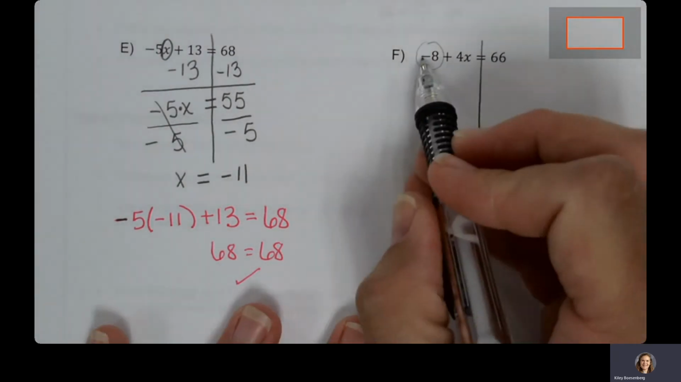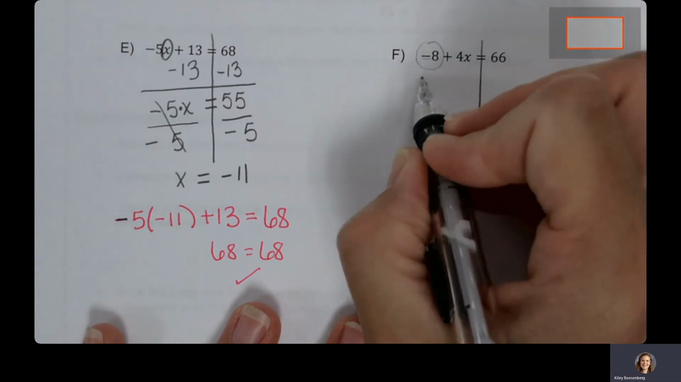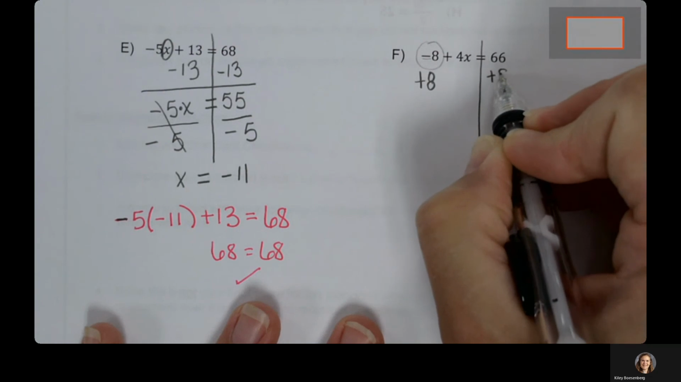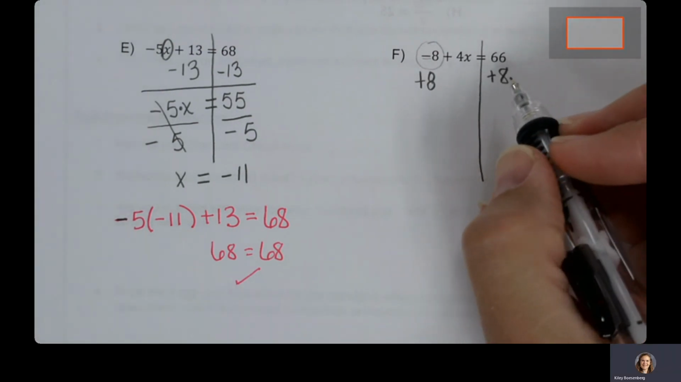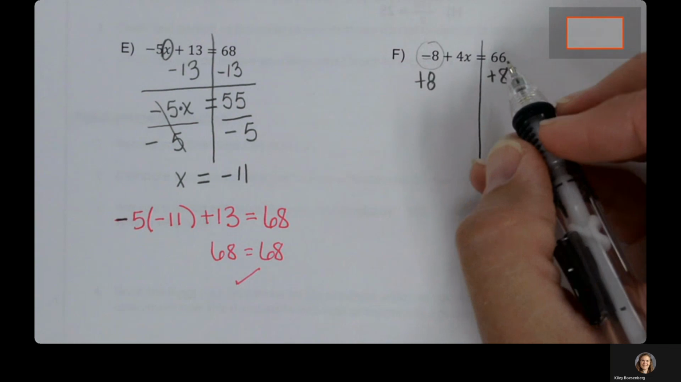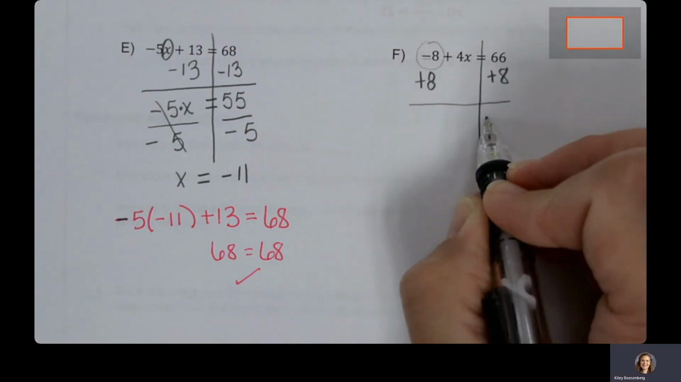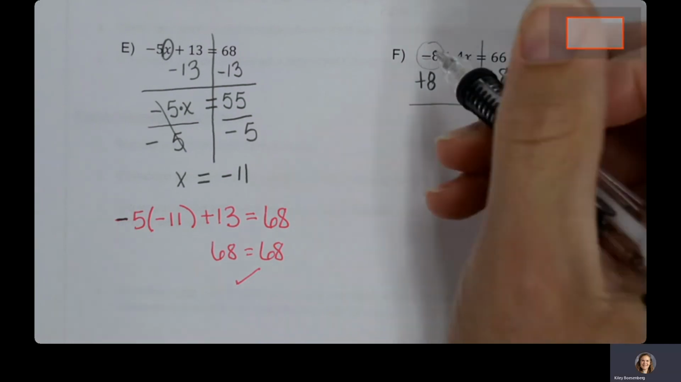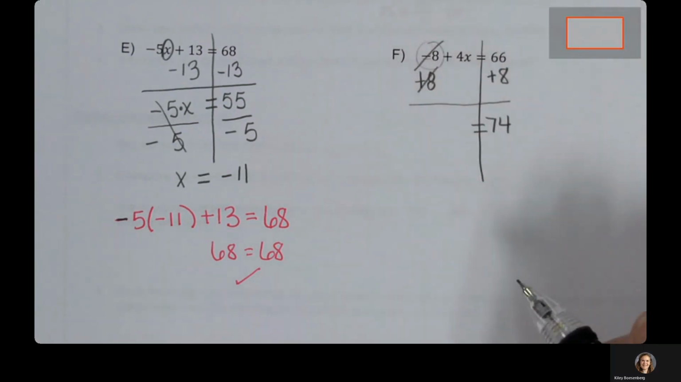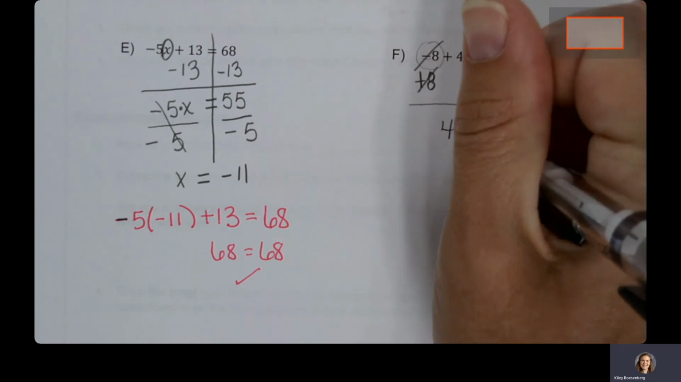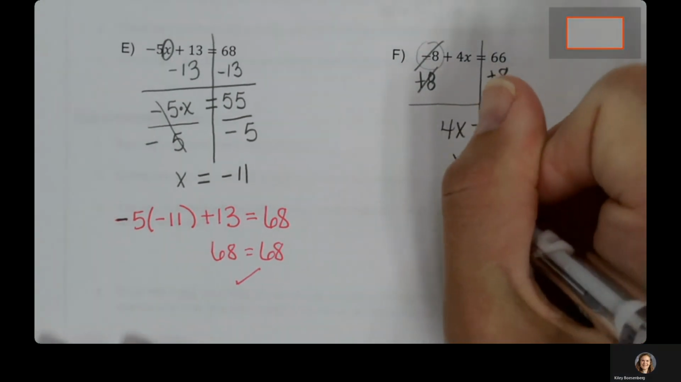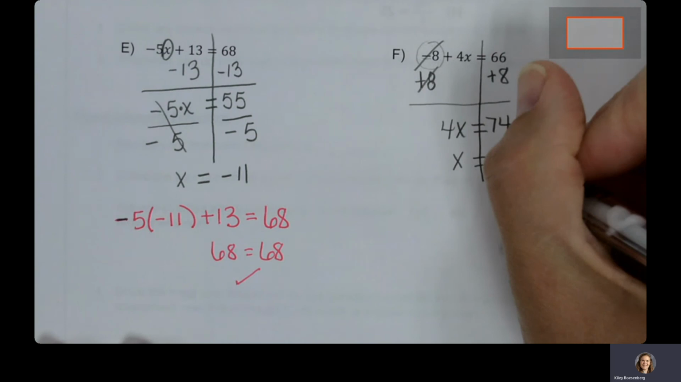Okay, so how do I get rid of a negative 8 or a minus 8? So that's a minus 8. So I'm going to add 8 to both sides. That's 74 on this side. My 8's cancel out. Bring down my 4x. And now I'm ready to divide. 74 divided by 4 is 18.5.